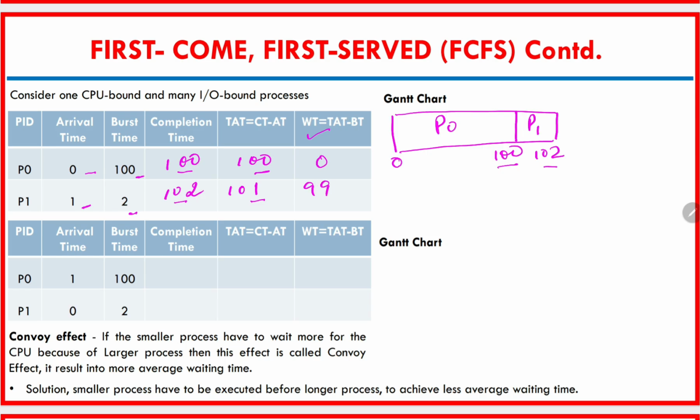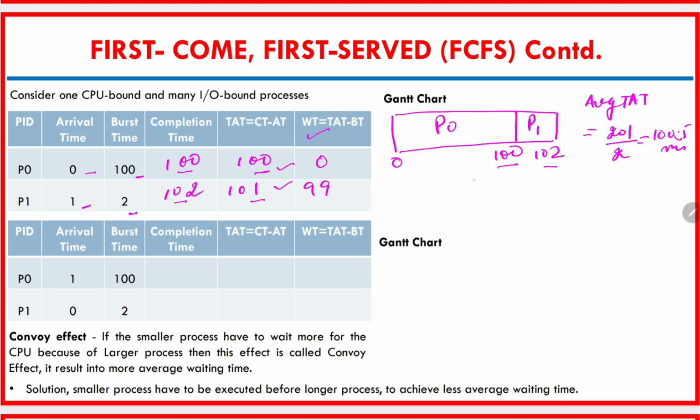So if we calculate the average turnaround time for this system, this comes out to be 100 plus 101, that means 201. 201 upon how many processes are there? There are two processes. So the average turnaround time comes out to be 100.5 milliseconds.